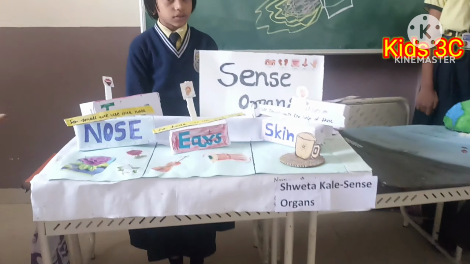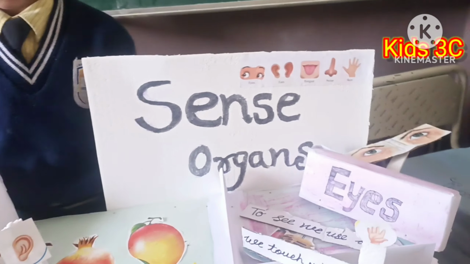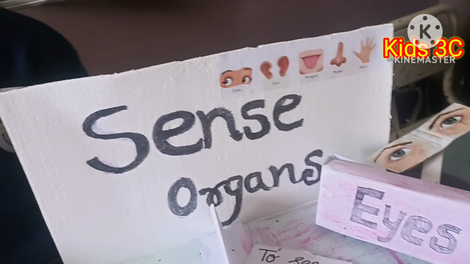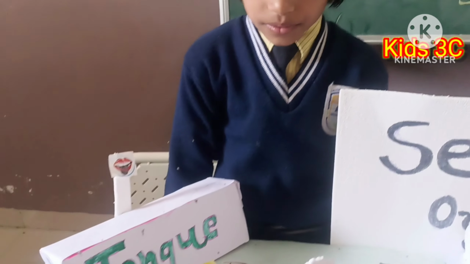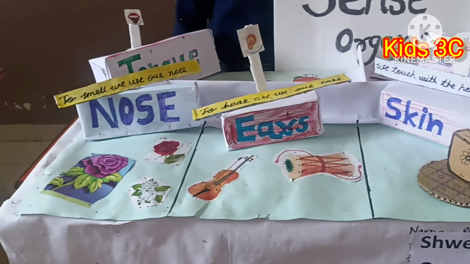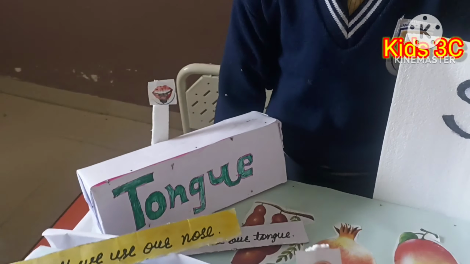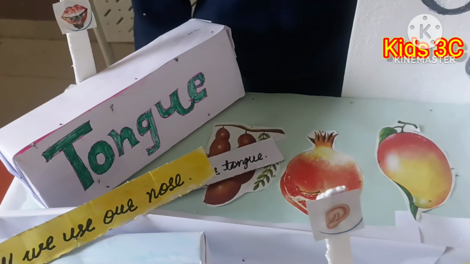There are 5 sense organs: nose, ears, skin, tongue, eyes. We can see with our eyes. We can taste with our tongue. We can smell with our nose. We can hear sound with our ears. We can feel with our skin.